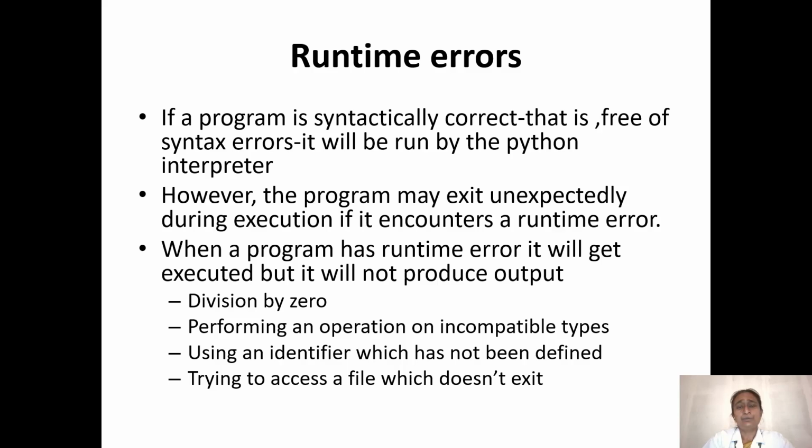However, a program may behave unexpectedly during execution if it encounters a runtime error. When a program has a runtime error, it will get executed, but it will not produce output. Examples are division by zero, performing an operation on incompatible types, using an identifier that is not defined, and trying to access a file that does not exist.